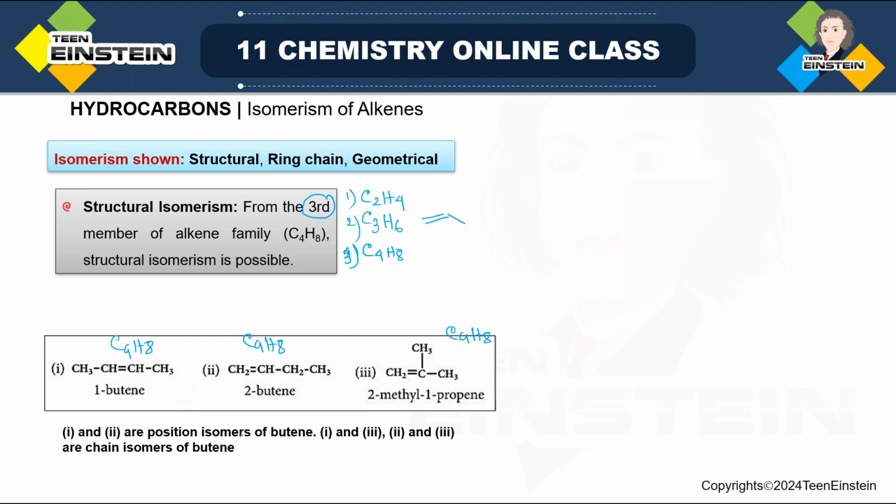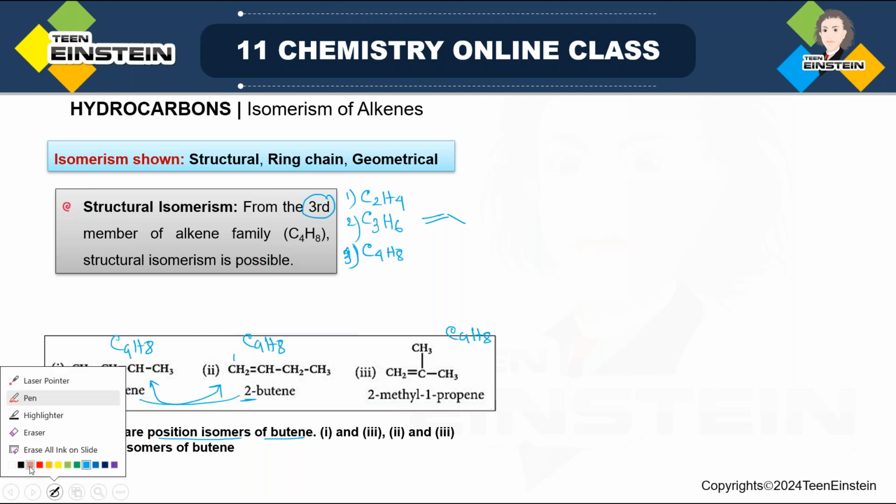But what is the difference? If you consider 1 and 2, the relationship is that 1 and 2 are basically position isomers of butene. Because in the first case, the position of the double bond is at 2 position, right? And sorry, it will be 2 butene. This is 1 butene. And in the case of 2, the position of the double bond is 1. So that is why the position of the double bond is different. That is why they are related as position isomers.